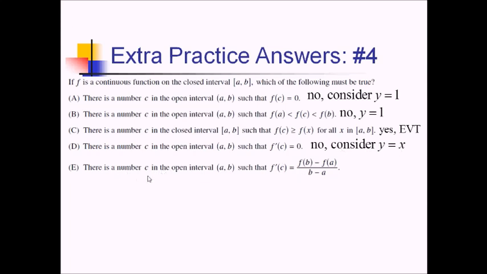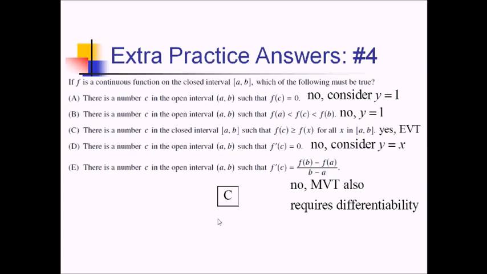Let's look at the last one now. There's a c value such that f prime of c equals f of b minus f of a over b minus a. This is essentially saying that instantaneous rate of change equals average rate of change. And this is going to be true if you also have the function being differentiable on the interval from a to b. The MVT, which is what this is, mean value theorem, also requires differentiability. But they didn't say it was differentiable. They just said it was continuous. So we don't have enough information for E either. So that means that choice C then is the only one we can pick.